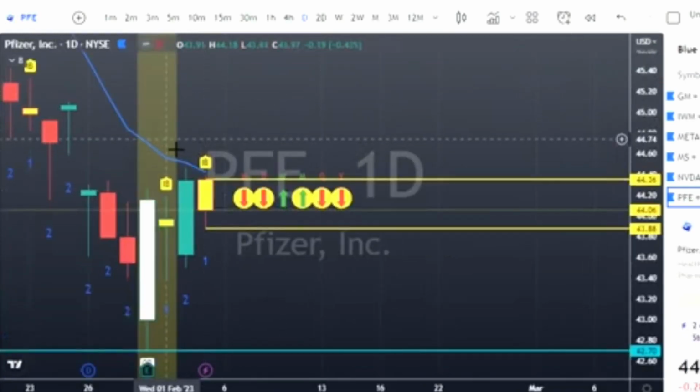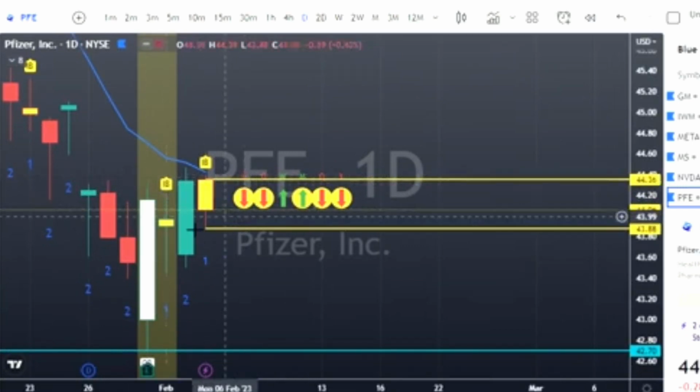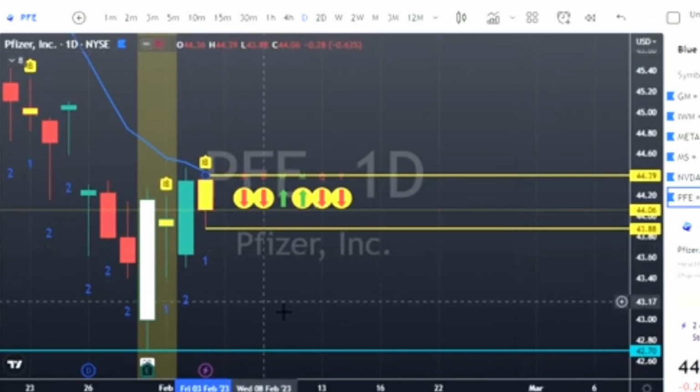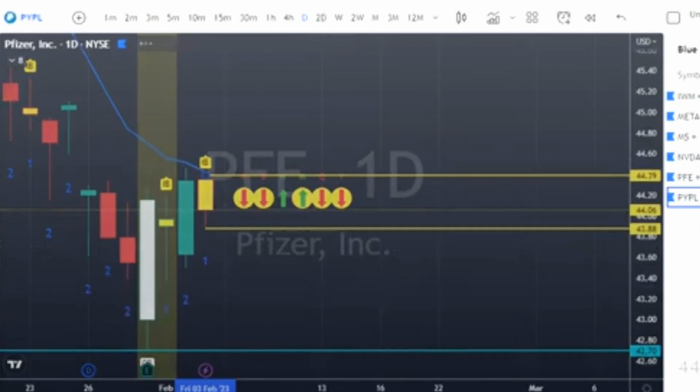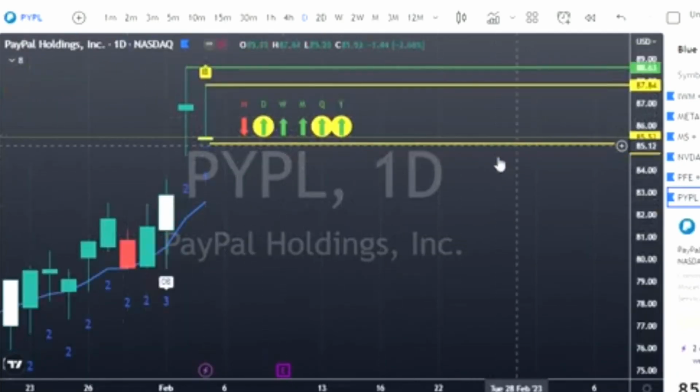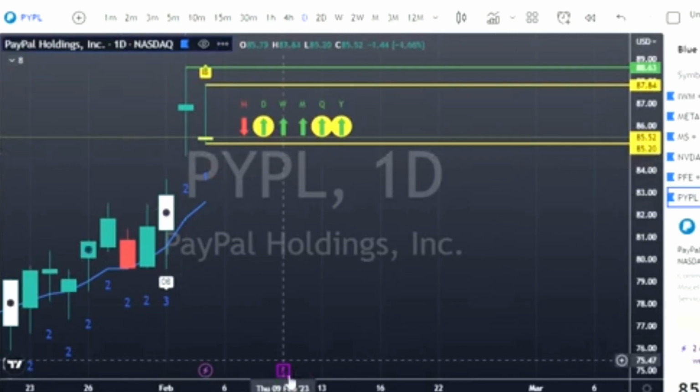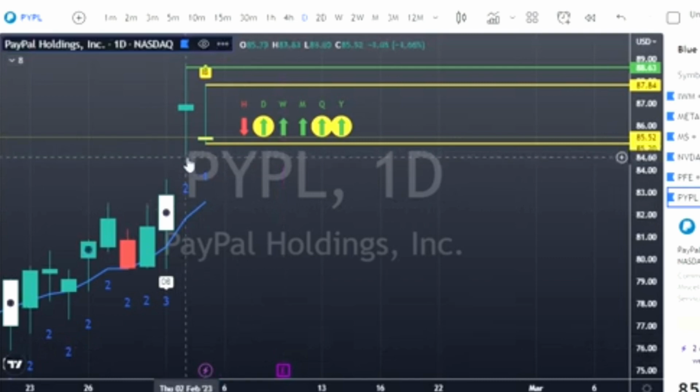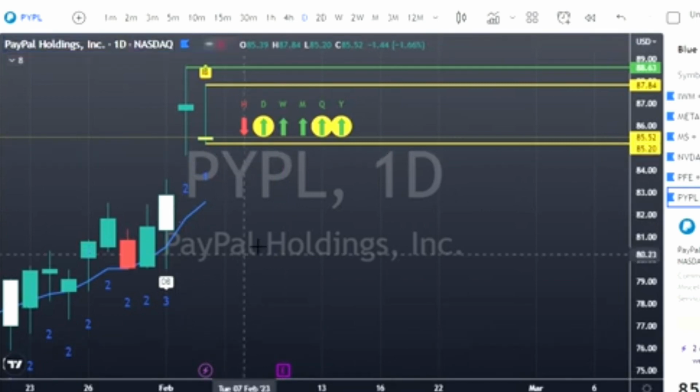Pfizer, here's another one. Inside bar, we had a nice break, hit a bunch of targets. So now we have this next inside bar. On Pfizer, we look for calls at 44.39, puts at 43.88 on PFE. PayPal, inside bar, shooter candle, calls 87.84, puts 85.20. There's your next target to the downside, and then we have that gap to fill as well.